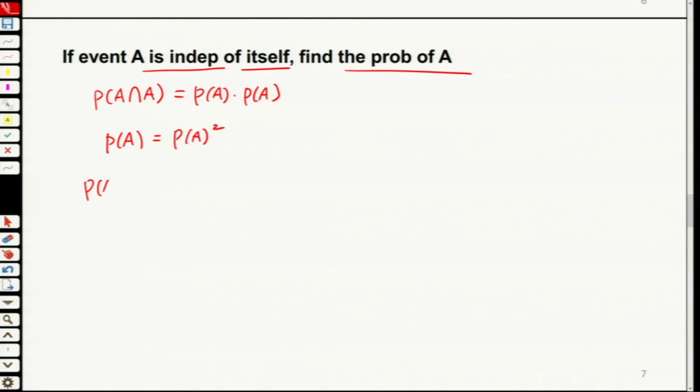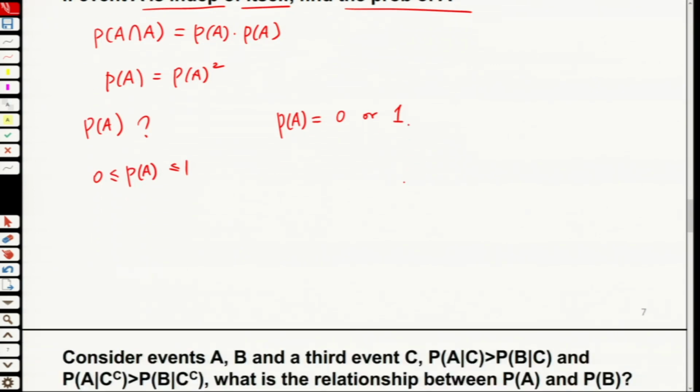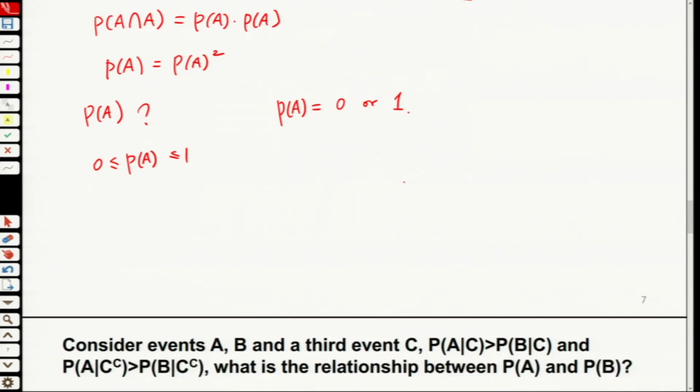Now this problem is asking you, what is probability A? Solve this problem. However, probability A should be greater than or equal to 0 and less than or equal to 1, right? So what is probability of A? Yeah, 0 or 1. So this problem is done.